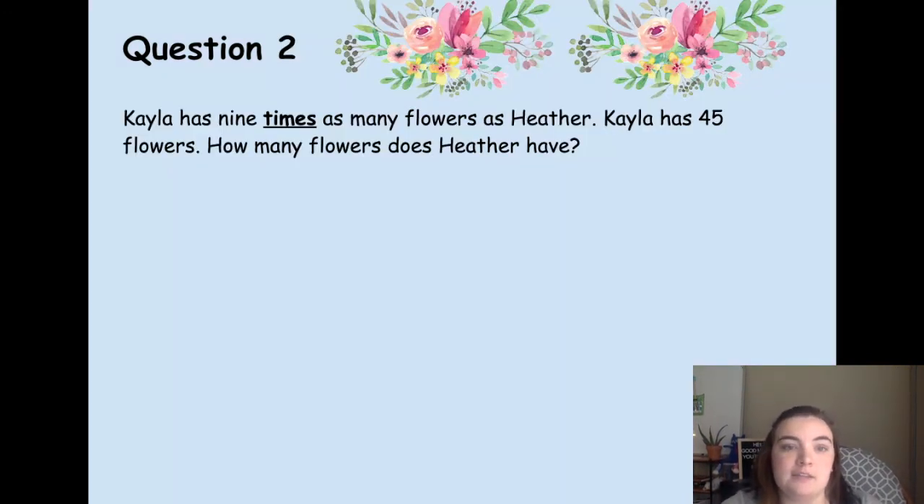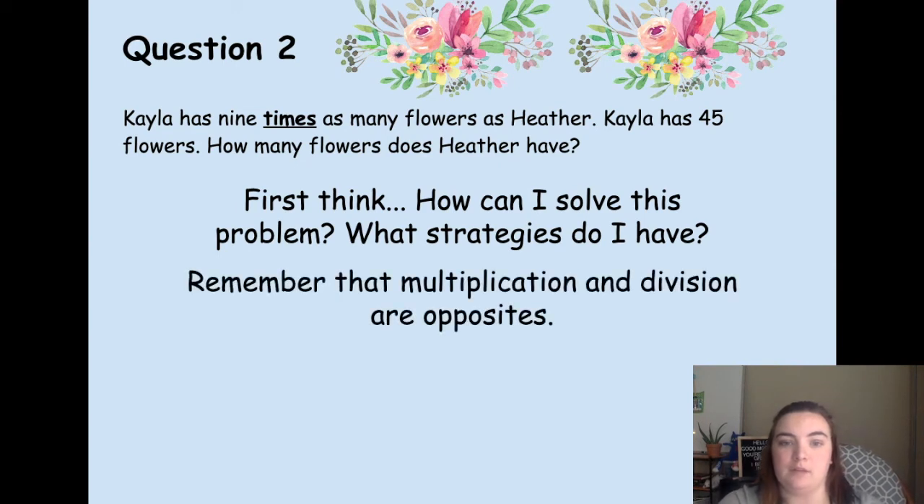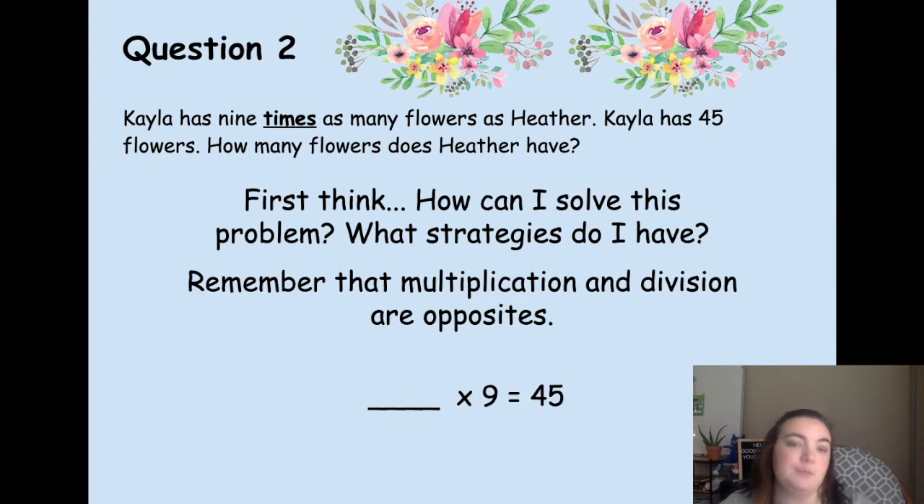Question 2. Kayla has 9 times as many flowers as Heather. Kayla has 45 flowers. How many flowers does Heather have? So we have to think, how can we solve this problem? Remember that multiplication and division are opposites. So we have the strategy of 9 times as many flowers as Heather. And if Kayla has 45 flowers, we have to figure out that missing number, which is how many flowers Heather has. So it's going to be something times 9 equals 45. And that should be a super quick fact.